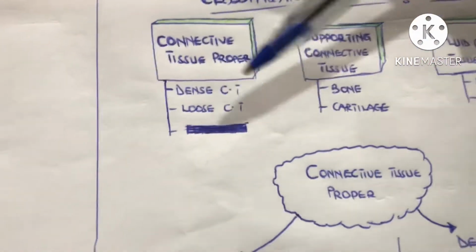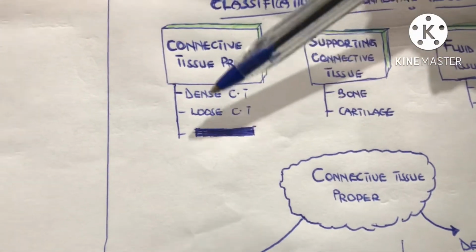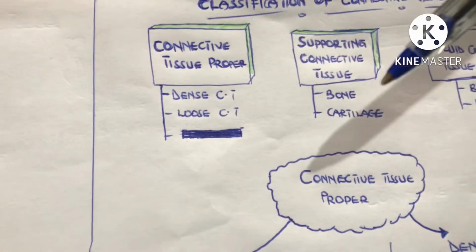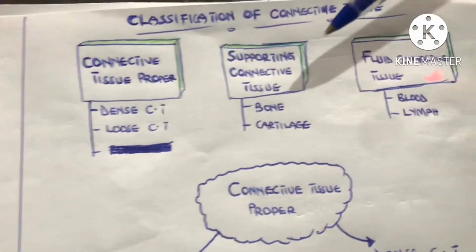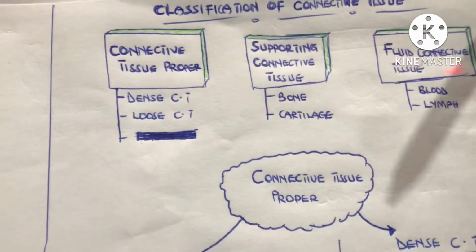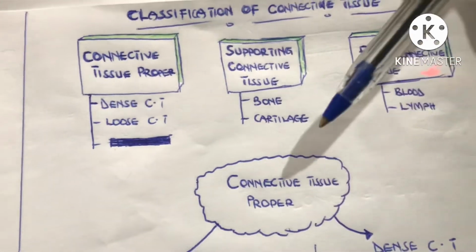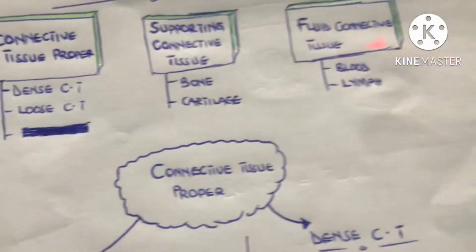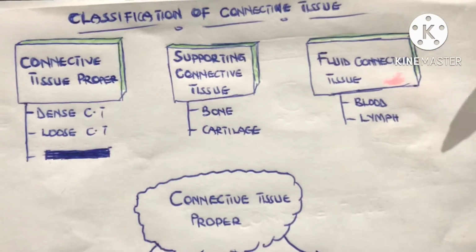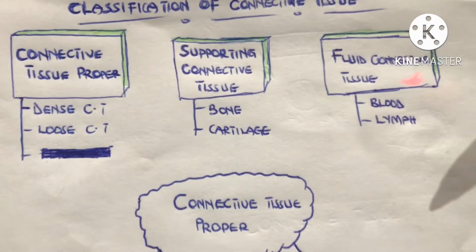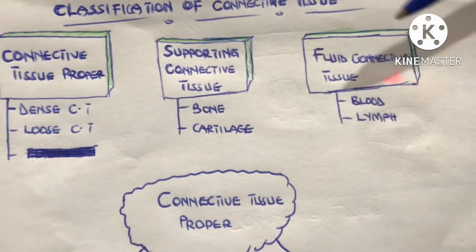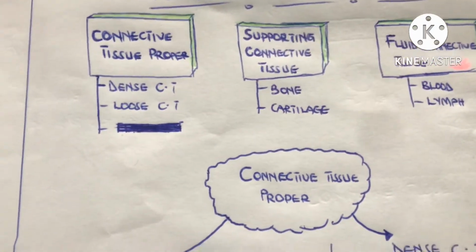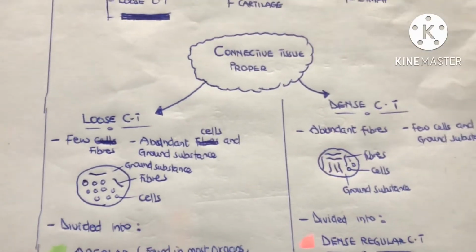When you take the connective tissue proper, guys, it is further divided into two. We have the dense connective tissue and the loose connective tissue. We take them one by one, don't worry. When you look at the supporting connective tissue, it is further divided into two. We have the bone and also the cartilage. So the bone and the cartilage form the supporting connective tissue. We also have the fluid connective tissue, which is further divided into two. We have the blood and the lymph. So the blood and the lymph form the fluid connective tissue. But today our main focus will be on connective tissue proper.